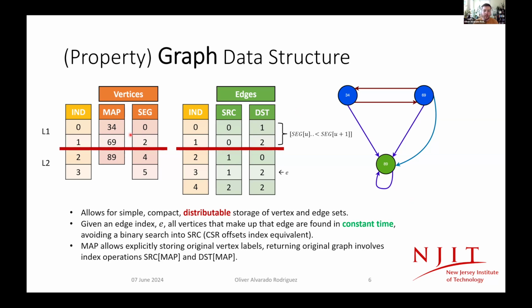Lastly, say you're using two locales for execution. Our data structure just uses the default block distribution to split up the arrays of the data structure, in this case onto locale 1 and locale 2.